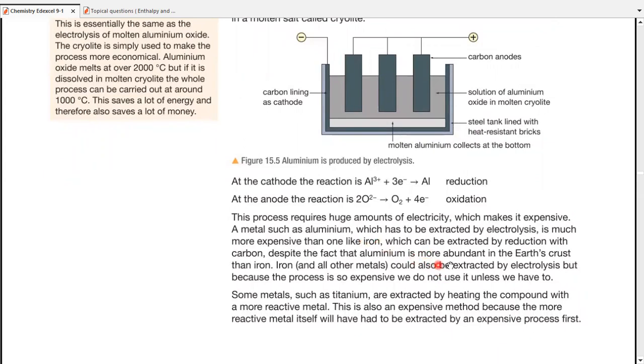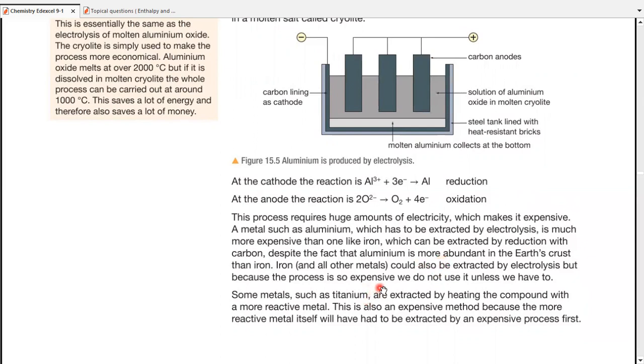The fact that aluminum is more abundant in Earth's crust than iron means that we can use more aluminum, but the problem is that the process that produces aluminum, electrolysis, is more expensive. So iron and other metals can also be extracted by electrolysis, but since the process becomes so expensive, we don't use electrolysis to produce iron. We use a blast furnace to produce iron. We only use electrolysis for something like aluminum, where we can't use the blast furnace process.